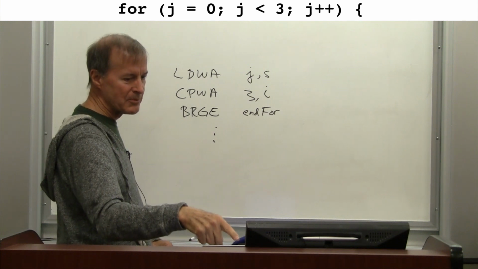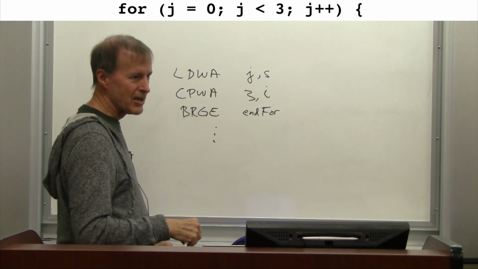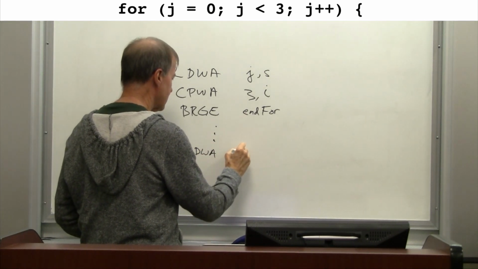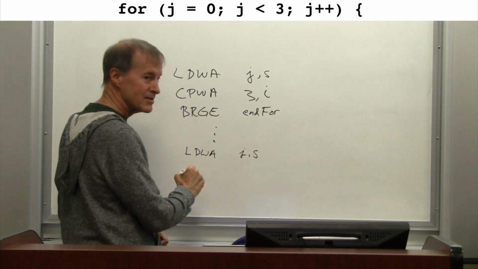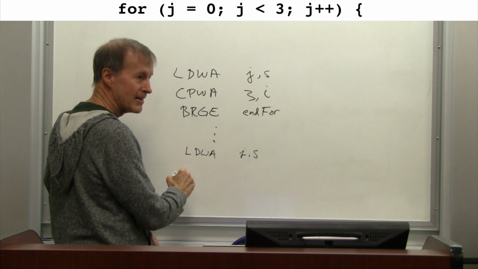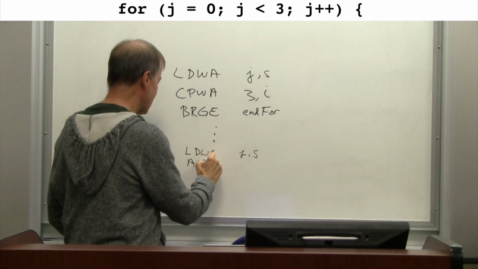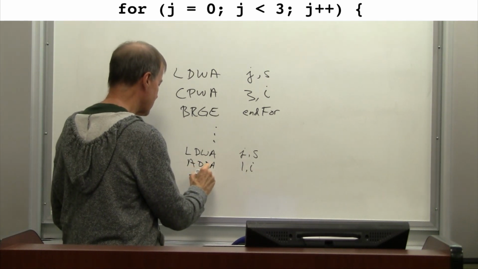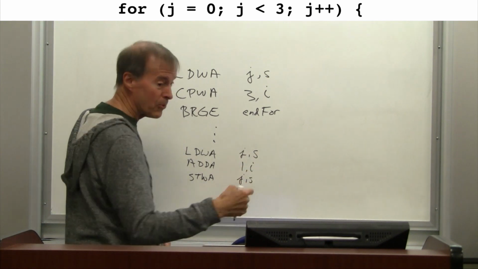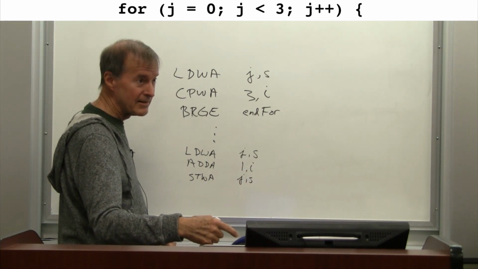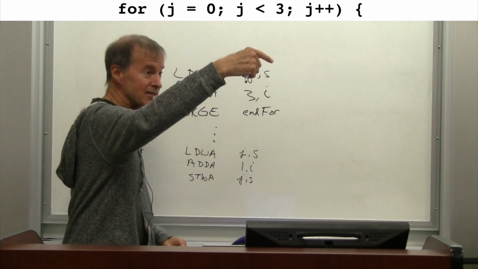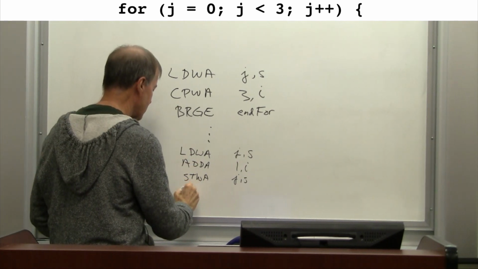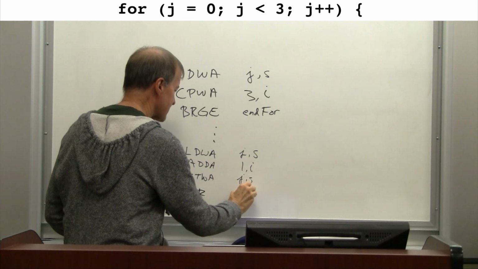And now what has to be at the bottom? J++. So how do you do J++? Load word accumulator what? Addressing? Okay, you guys are good. And then what? Add accumulator 1 immediate. Good. And then what? Store word accumulator JS. And then what do you have to do? You've got to branch back up to the test of the for, and that's unconditional. Are you with me? So BR to for, wherever that is, up here.